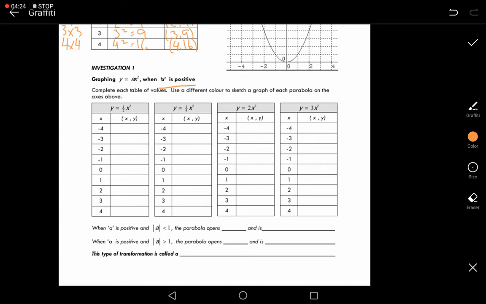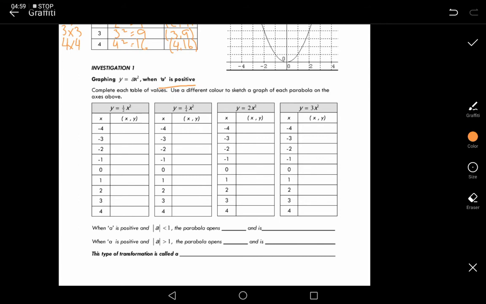So we have 4 different tables here. We're going to complete each of them and then sketch each of those on our axis above, on that same graph where we have our base graph, so we can see how these different values affect that original graph. Okay, so in the same way as we did above, we are given our x, -4 to 4, and we need to plug them into our equation. These equations all differ, right? We have 1/2 x squared, 1/4 x squared, 2x squared, and 3x squared.